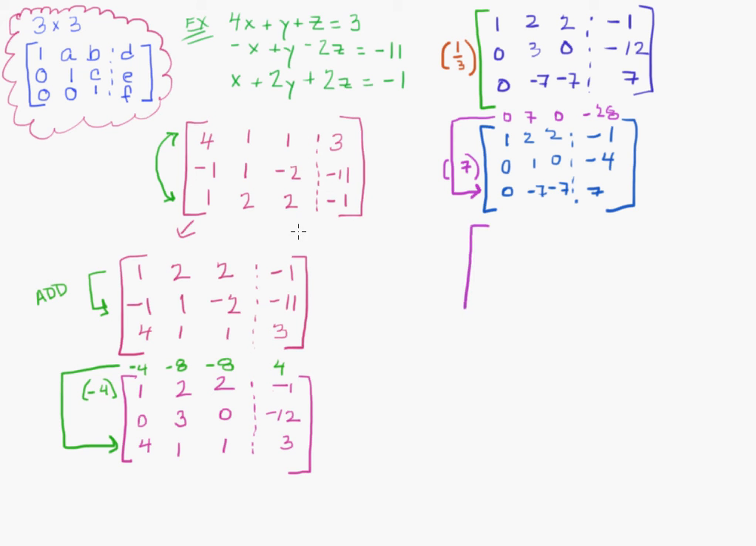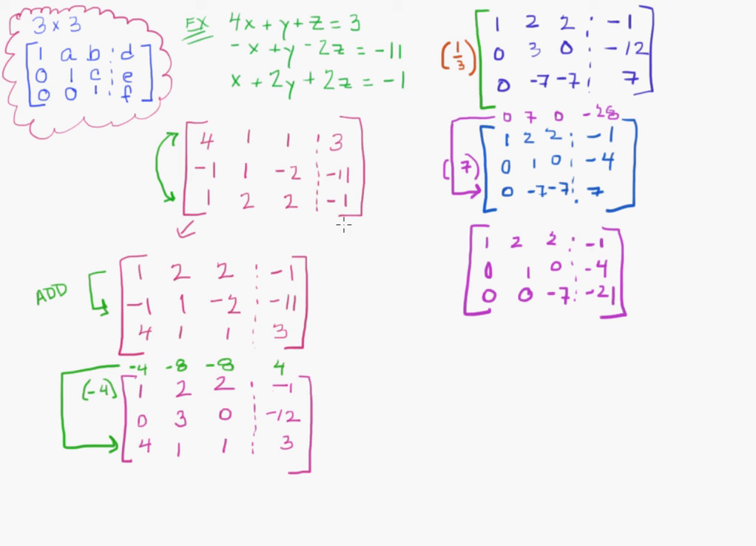And now I'm going to add this line to the bottom line. So my next matrix, we have 1, 2, 2, -1. Then we have 0, 1, 0, -4. And if I add 0 and 0, I get 0 here. If I add 7 and -7, now I have 0. I'm going to add 0 and -7, so that leaves me a -7 here. And then -28 and 7 leaves me with -21.